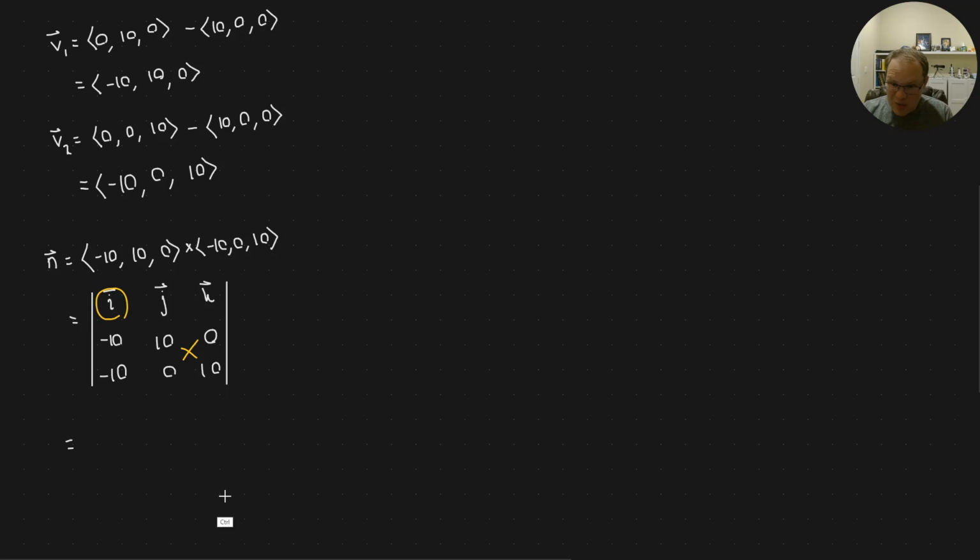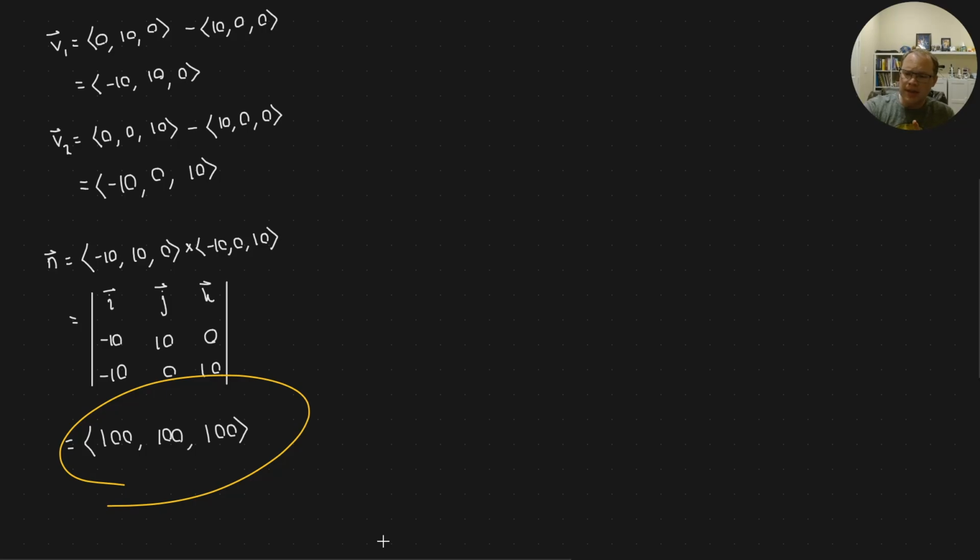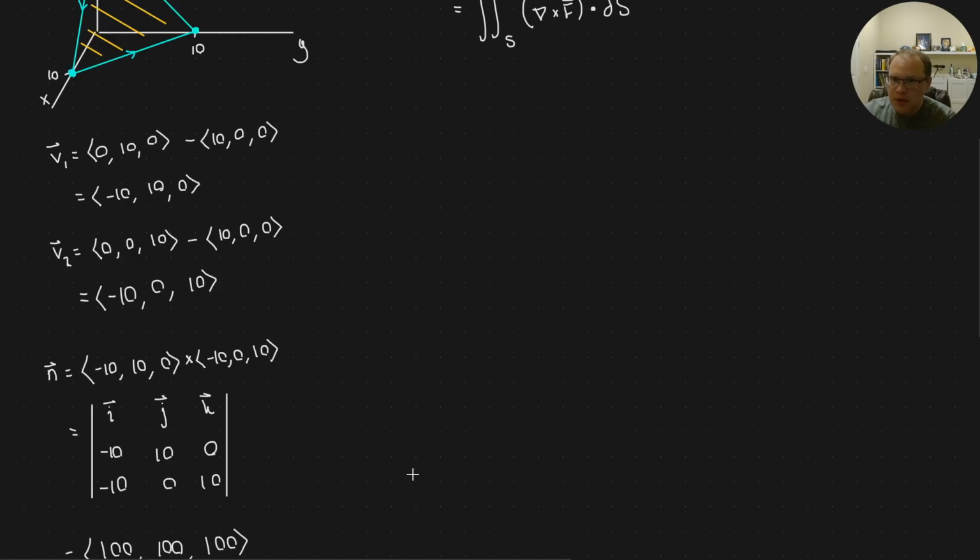First component, I get 100. Second component, I get -100, but it's the j, so I throw in another negative in front, it's 100 again. And for the k component, I get 100 again. So 100, 100, 100, that is normal to the plane. Now remember, any vector that is a scalar multiple of this would also be normal to the plane. 100, 100, 100 is kind of big. I'm going to divide everything by 100. 1, 1, 1 would work just fine. Okay? Just a scalar multiple.